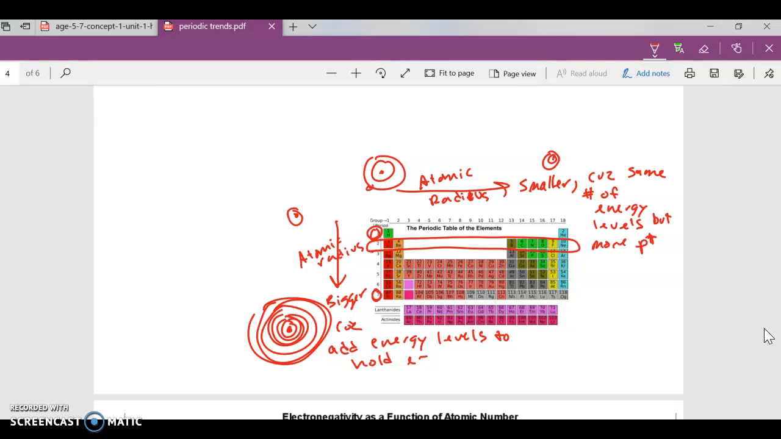If you think about it, if you're an electron, you live out here, or you live out here. This electron right here is being pulled in by the protons. That's what's holding it in. This electron over here is held in by the protons too, but it's so much closer because it has so many more protons. This one here has 3 protons. This one over here has 10 protons. If you have 10 powerful magnets here, you're going to be able to pull those electrons in closer than something that only has 3 magnets here. 3 magnets can only pull this hard, 10 magnets can pull in this hard. So it's going to be smaller because you have the same number of energy levels, but more protons to hold the electrons in closer.